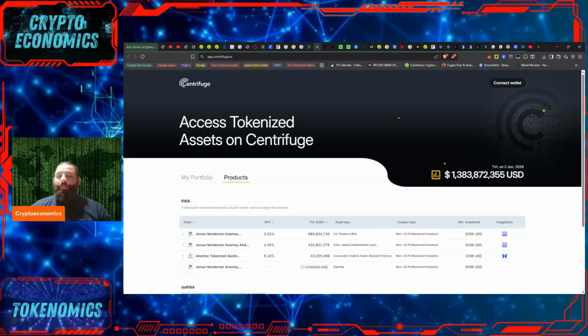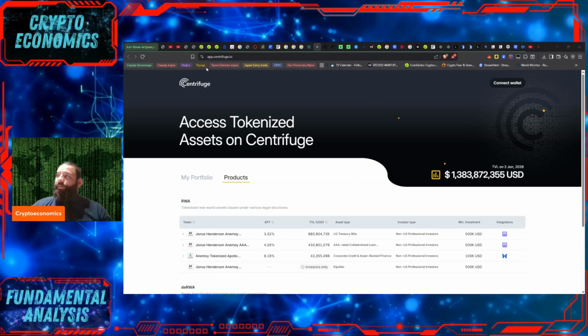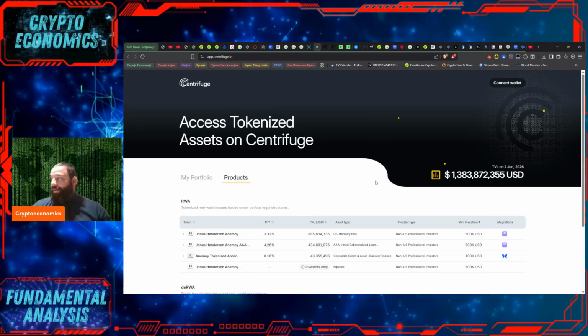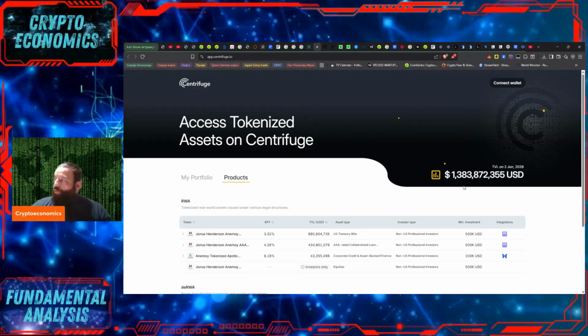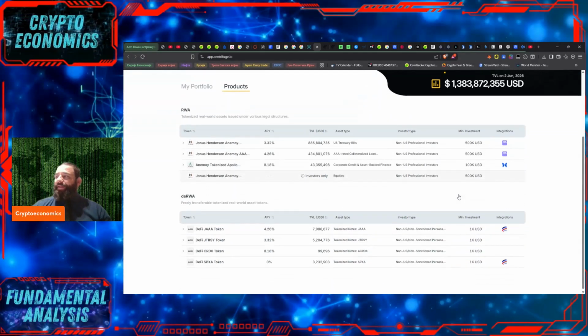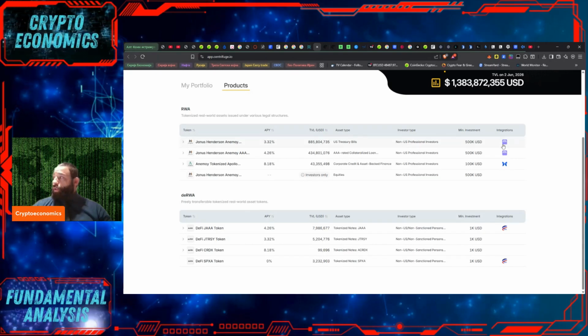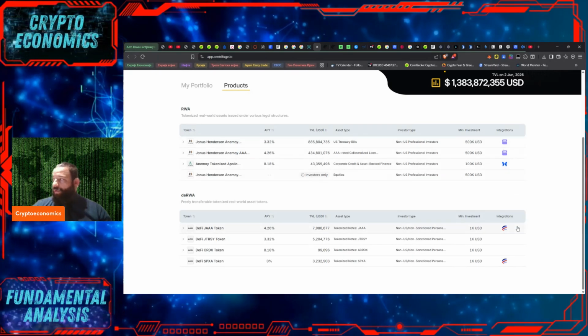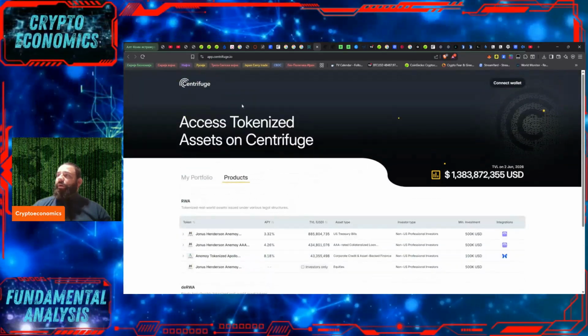Now we're going to go to a little bit of fundamental analysis. First of all, this is the Centrifuge platform, app.centrifuge.io, where we can see that they already have a massive amount of capital in tokenized form. Almost 1.4 billion dollars worth of capital has been tokenized over these different funds. These are private funds that have decided they want to tokenize their assets through integrations like Aave, Morpho, or Aerodrome Finance, and it's done on the actual Centrifuge blockchain.